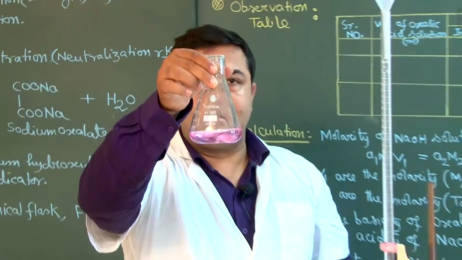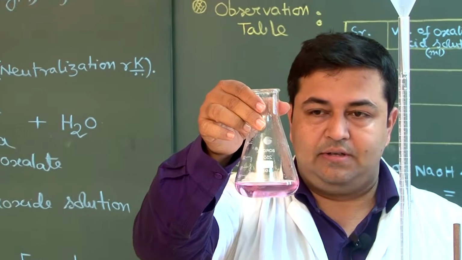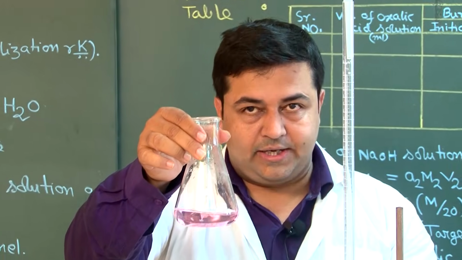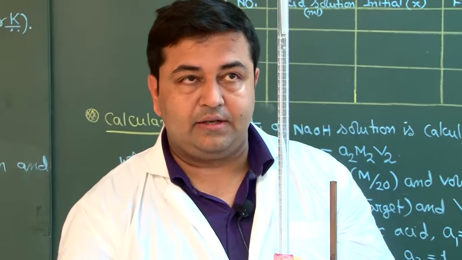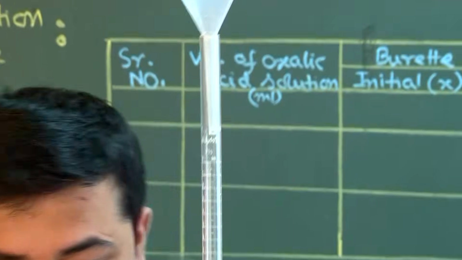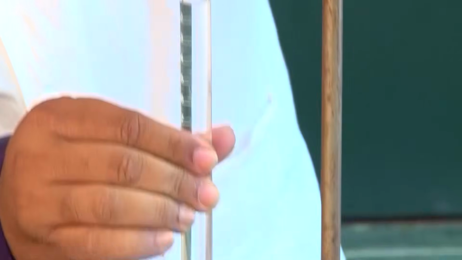Now, student, you can see this is the end point, colorless to pink. Okay. So, now see the burette reading. Initial value 0, and what is the final value? You can see the final value is 41. So, the initial burette reading is 0 and the final value is 41.